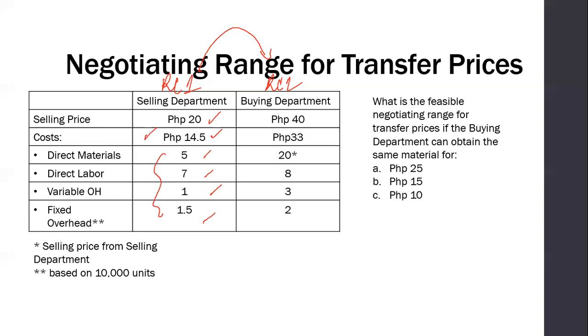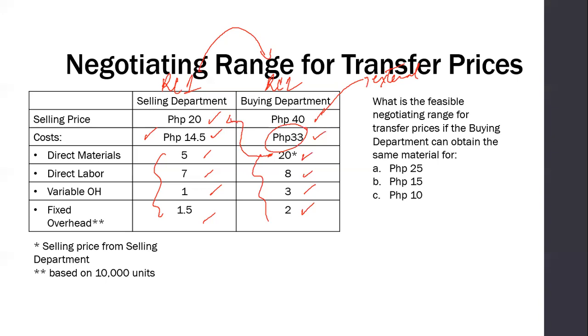The buying department, on the other hand, sells its products to external buyers for 40 pesos. Ang full cost niya 33. Saan nanggaling yun? 20 pesos direct materials, which is exactly this one, right? Yung selling price ng selling department, yun yung buying price ng buying department. Direct labor is 8, variable overhead is 3, fixed overhead is 2. Therefore, full cost is 33 pesos.